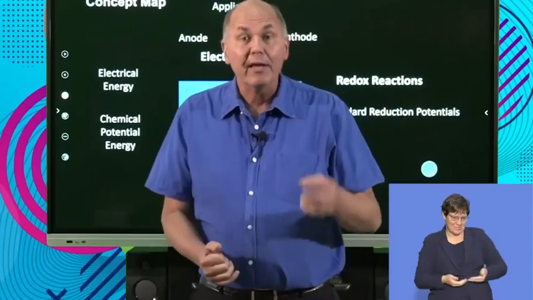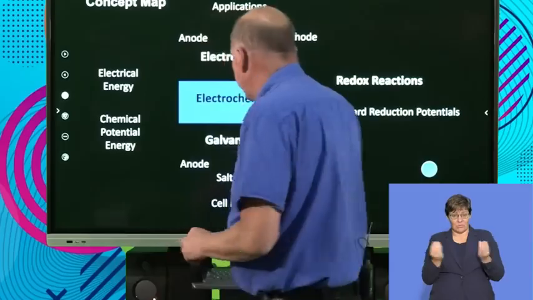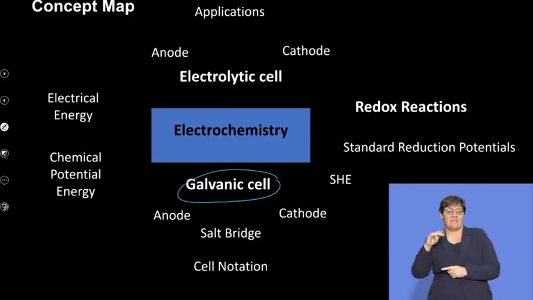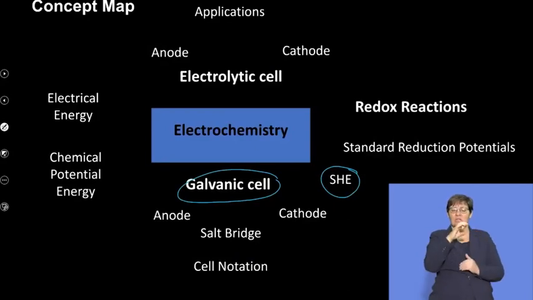Welcome back from your break. We're going to be comparing some half cells. Those half cells put together make a galvanic cell. So remember, this is our focus, and we're going to look at SHE, the standard hydrogen electrode.